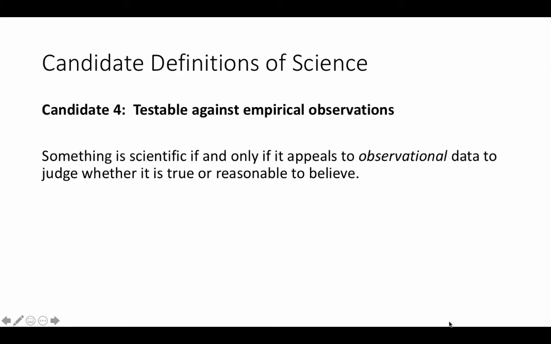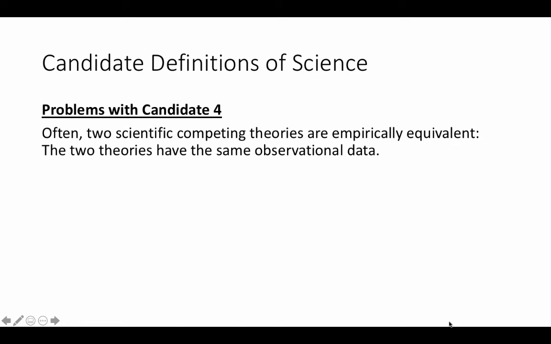Okie dokie. We've looked at 3 different candidate definitions of science and have found problems with all of them. Maybe the 4th one will be the charm. So here's candidate 4. Something is scientific when it's testable against empirical observations. So something is scientific then if and only if it appeals to observational data to judge whether it is true or reasonable to believe. Here are some problems with this, though.